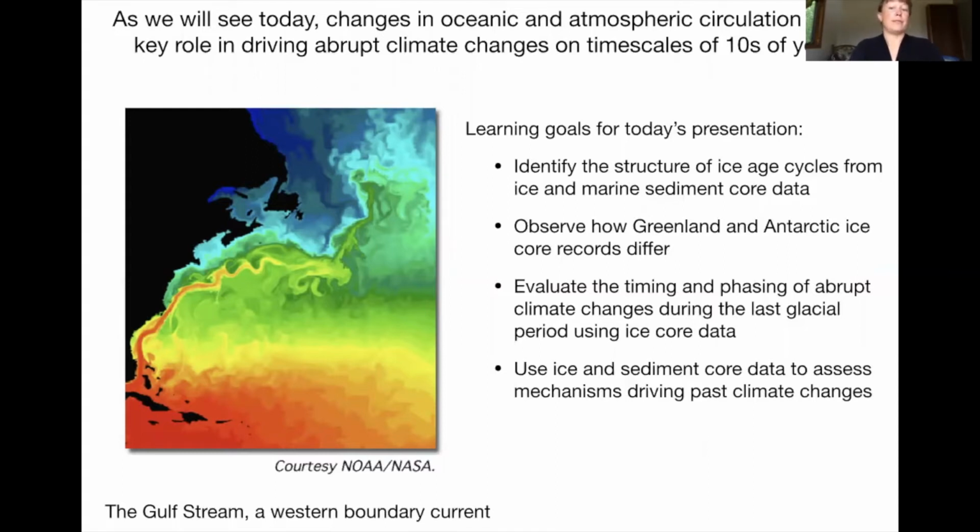So what I hope you get out of this presentation today is to identify the structure of ice age cycles from ice and marine core data. You've started to do that already, so we'll just cover that fairly briefly. And then we'll look at Greenland and Antarctic ice core records to see how they're similar, but also how they're different. And then we'll evaluate the timing and phasing of abrupt climate changes during the last glacial period using ice core data. So we'll look at when they occur and how they occur between the hemispheres. And then that will in turn allow us to assess the mechanisms that are driving these past changes. And that will bring us back to thinking about ocean and atmospheric circulation.